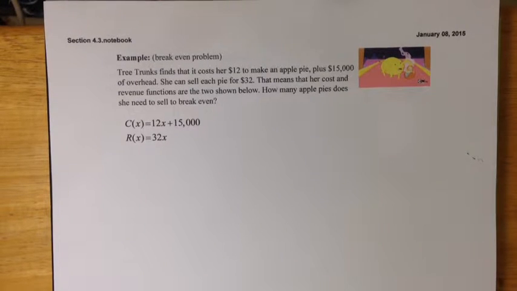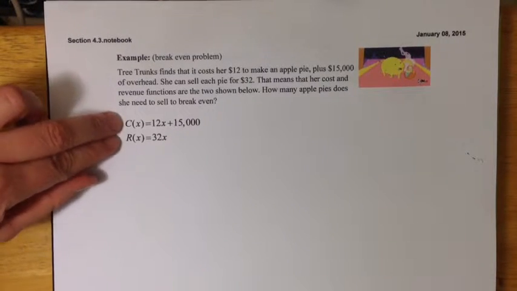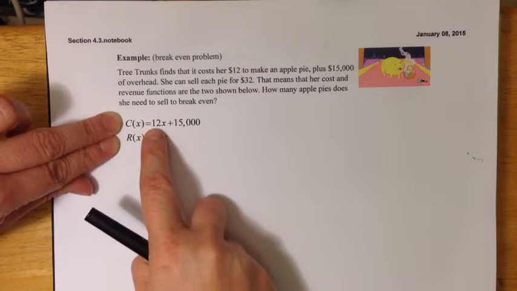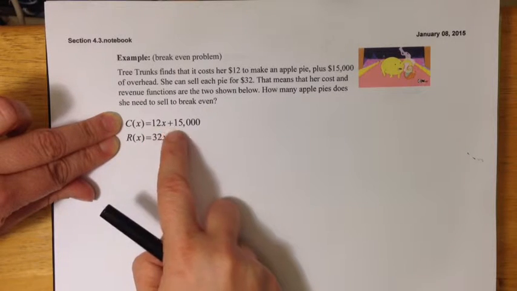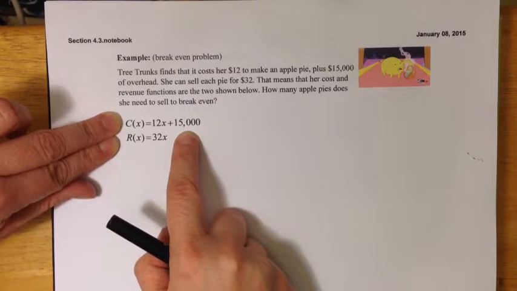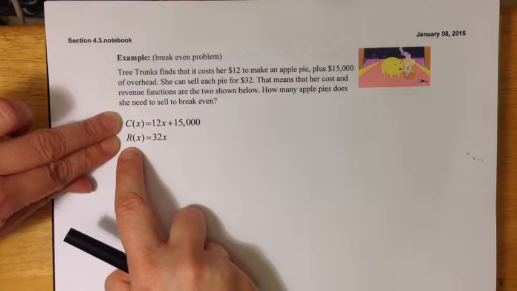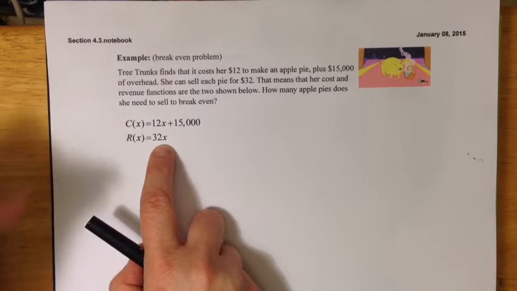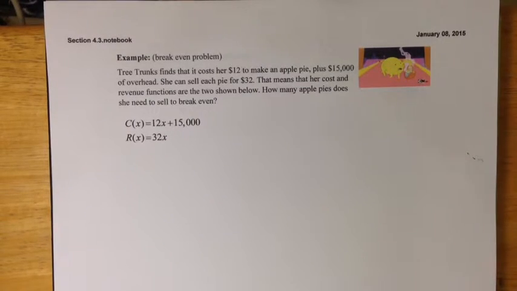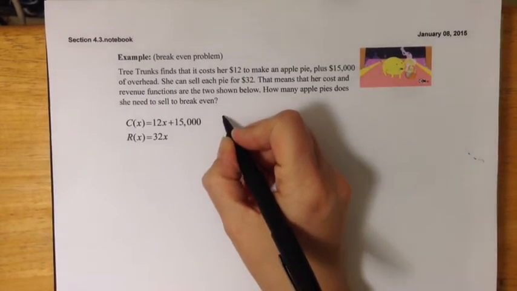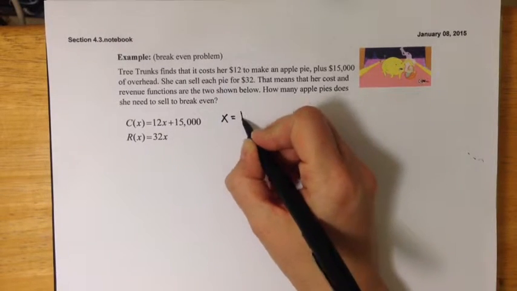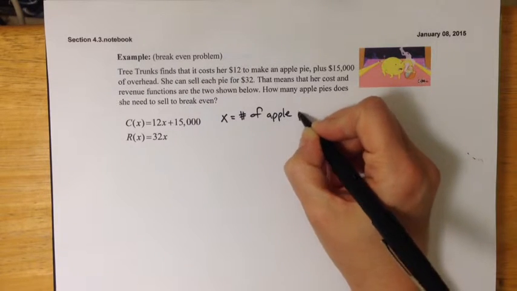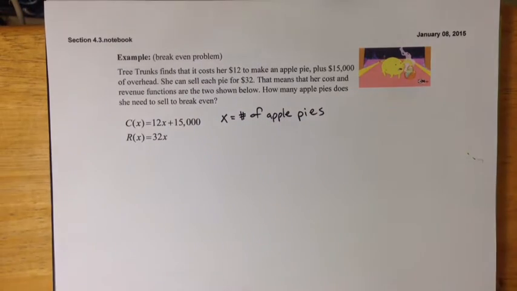Before we dive into this problem, let's just look at what these two functions represent. The first function is the cost function. Remember, it took her $12 to make each apple pie, plus she has $15,000 of overhead. For the revenue, that's how much money she can make. It's $32 for each apple pie. So what does x represent here? Hopefully, you've realized that x must represent the number of apple pies that Tree Trunks makes. So it's the number of apple pies.